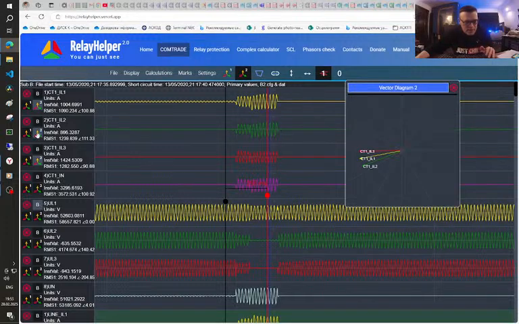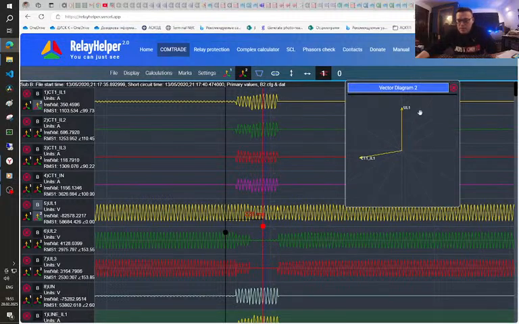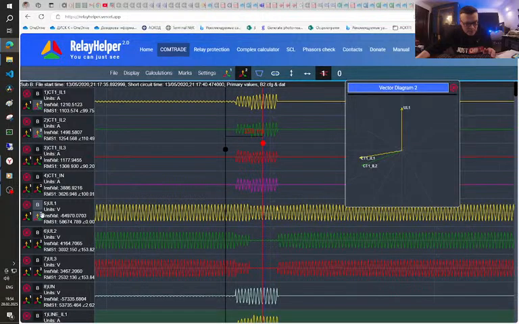So let's check the power direction from each phase. I add to the vector diagram voltage and current, and you can see at this point that we have like a capacitive character of the current, but it's difficult to say if the power is received by the substation through the line, or the power flows from the substation side. So let's see what's happening in phase B.